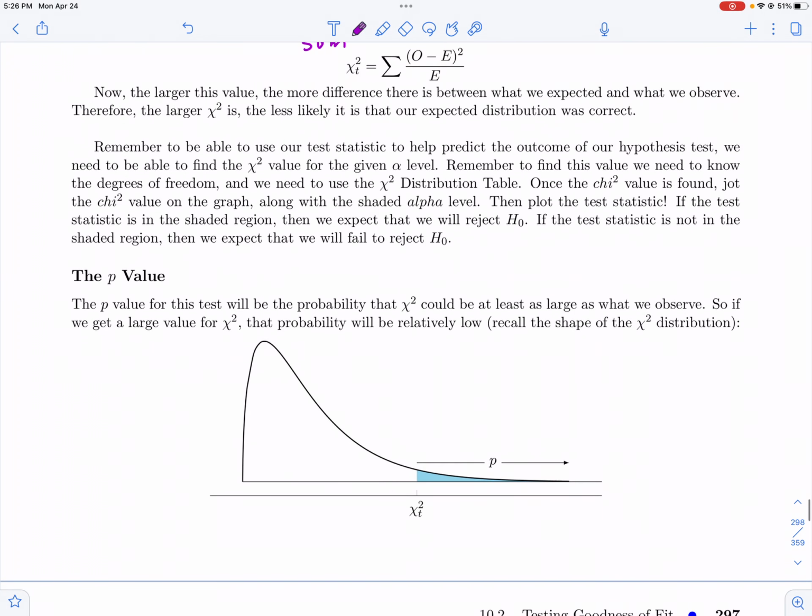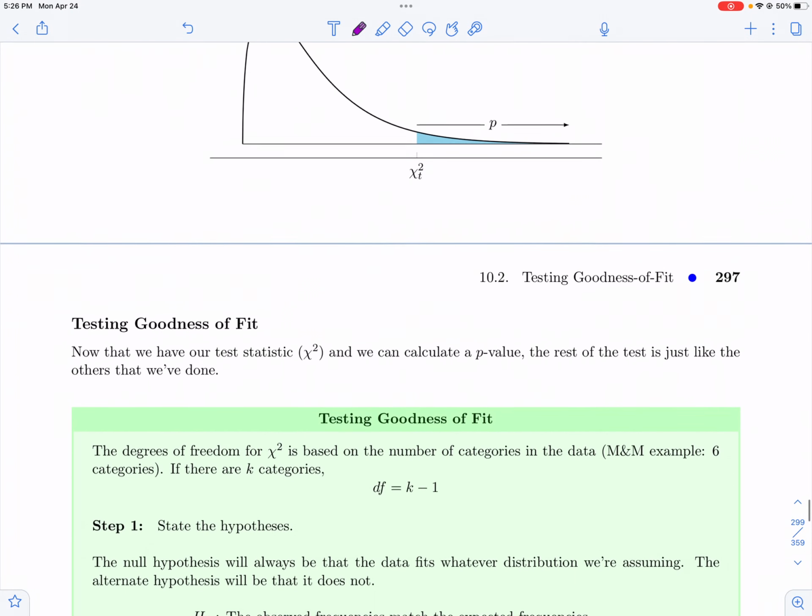All right, so again, just as a reminder, our p-value we talked about last time, we're just going to be using our chi-squared CDF to find our p-value. And our chi-squared sub t is going to be hopefully somewhere to the left of there when we do them.